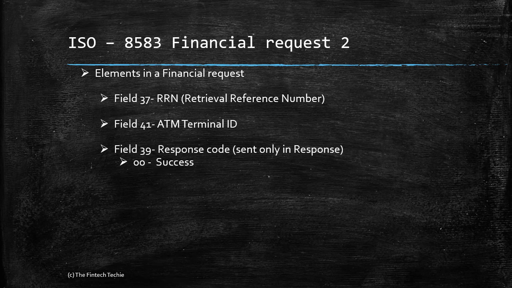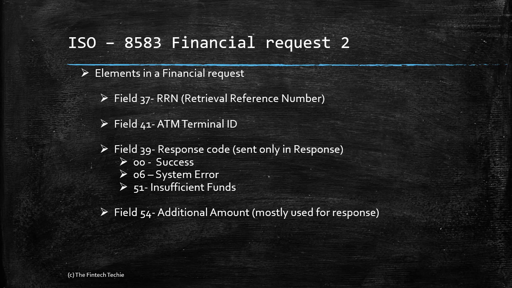Field 39 is something which the CBS responds back. It's a response code to indicate whether the transaction is successful or failed. 00 signifies it is a success, 06 a system error, 51 indicates insufficient funds. So this helps the ATM machine to display the appropriate message to the user. Field 54 is something which is used in response. It contains the balance of the account after the transaction. Remember that at the end of the transaction, you see your balance displayed in the ATM machine. So this is the field responsible which shows the machine the balance of the account.